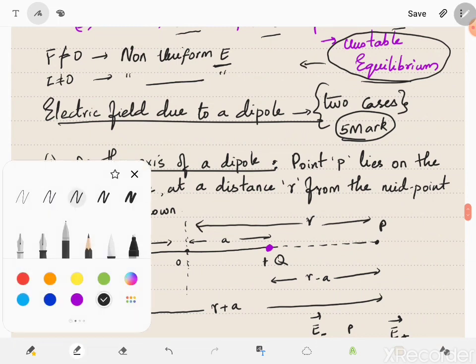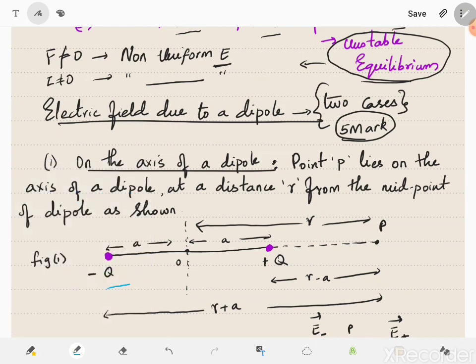So here we have taken a dipole, consisting of minus q and plus q. Let me change the color to blue. Yeah, blue is better. And I've taken a point P which lies on the axis of the dipole. This is the axis, and this point P lies on the axis of the dipole. And this point P is at a distance of r from the midpoint of the dipole. Various distances are written here because the distance between the two charges is 2a. From the midpoint it is a and a. From the first charge it is going to be r minus a, while from the second charge it is going to be r plus a.